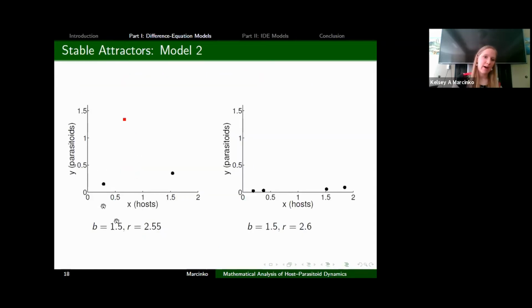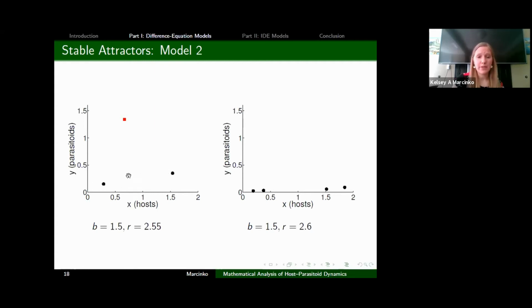So here we have the hosts on this axis, the parasitoids on this axis, and I'm showing you the stable attractors in the system. The red dot here in our first case corresponds to the coexistence equilibrium. So if our population starts somewhere near this coexistence equilibrium, it will eventually asymptotically approach this value. But there's also another stable attractor in the system. We see a 2 cycle where the population is bouncing back and forth between these 2 values.